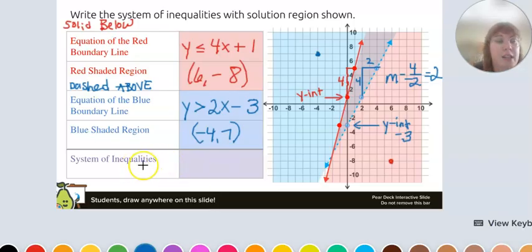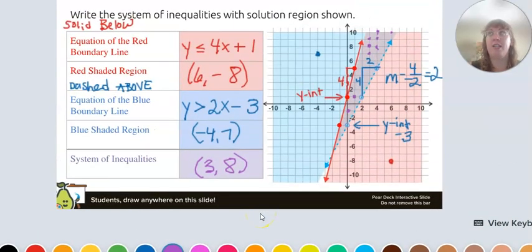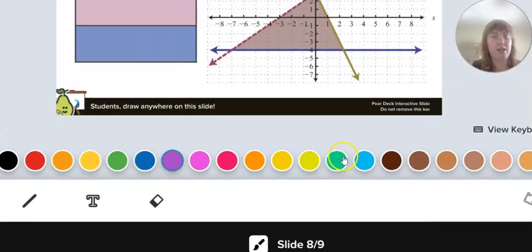And then it wants a system of inequalities. Now the area where the red and the blue are intersecting. And so here's a point, which is 3, 8. And your points might be different, right? Any of these points in the red and blue or purple area is going to be a solution to both inequalities, which means it's a solution to our system. Beautiful. And when you're ready, when you have everything you need, push ahead to slide 8. So I'm going to move over to slide 8.